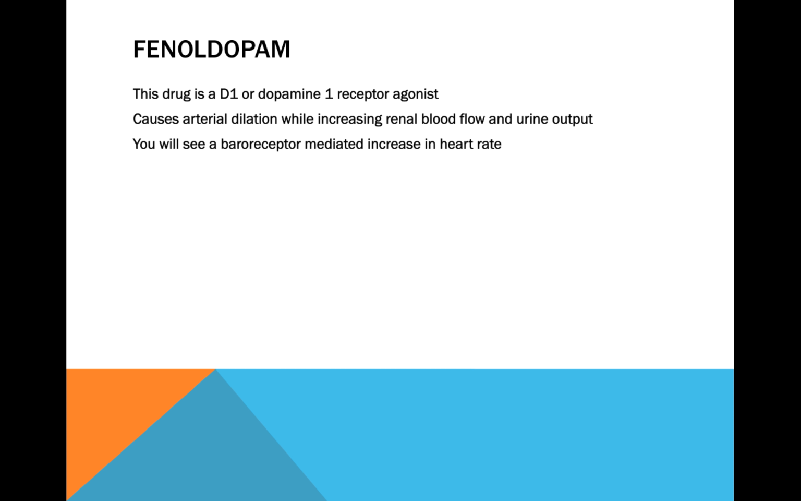Fenoldopam. This is the last drug. This drug is a dopamine 1 receptor agonist, causes arterial dilation while increasing renal blood flow and urinary output. You will see a baroreceptor-mediated increase in heart rate. And I chose to pick this drug because if you go to the NBCRNA website and you start looking through some sample questions for boards, you will find a question on fenoldopam. I thought this was nice to include.